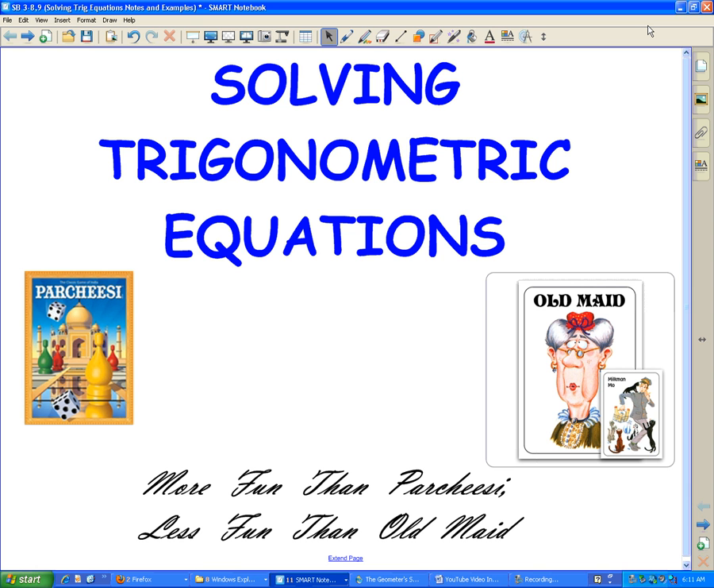Here's some discussion on solving trig equations, which apparently is more fun than Parcheesi, but less fun than Old Maid.